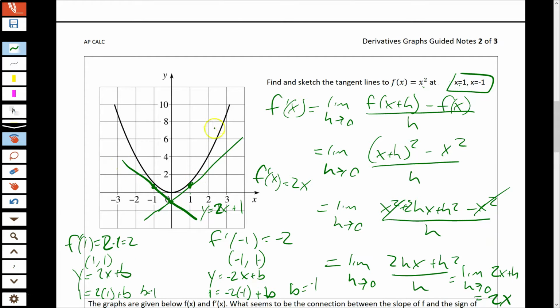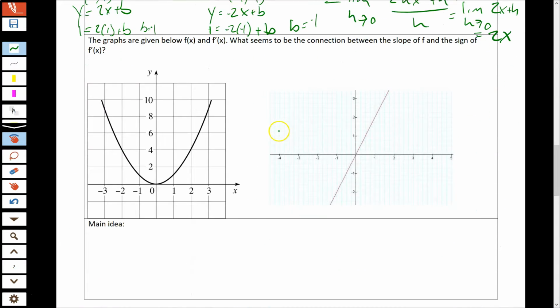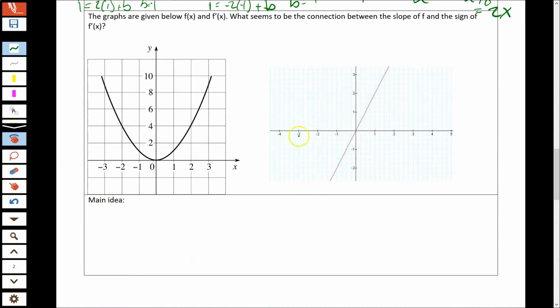But what we notice is as the function is increasing, my tangent line has a positive slope. As the function is decreasing, my tangent line has a negative slope. And that is really the crucial key takeaway here. As I look at my graphs down here, notice, this by the way is my derivative, f prime of x equals 2x, which you know is a linear function through the origin.